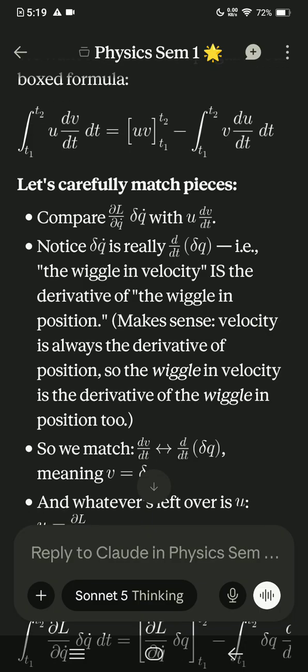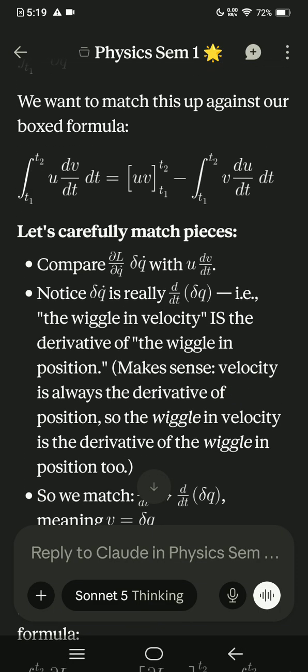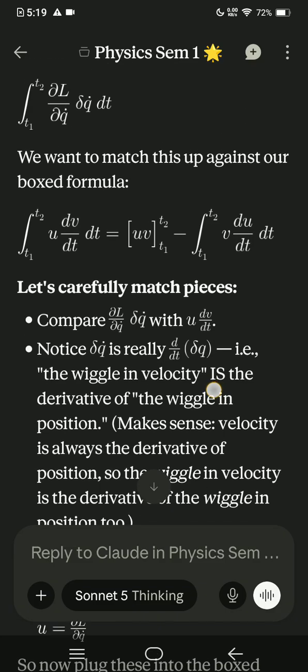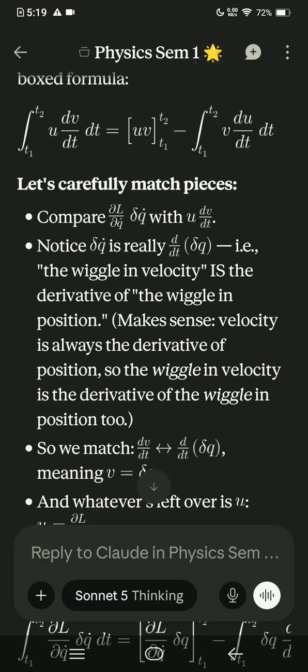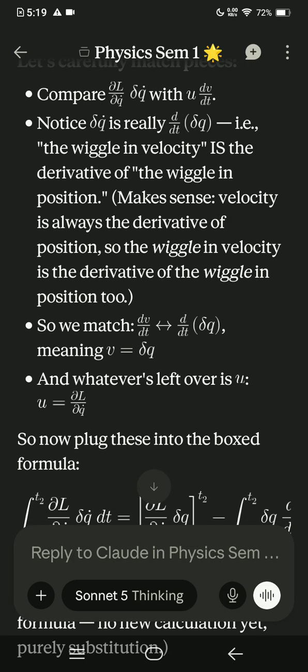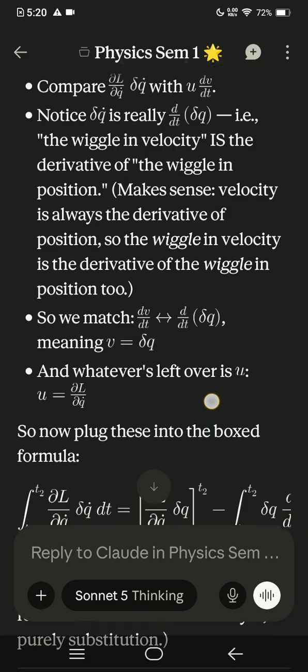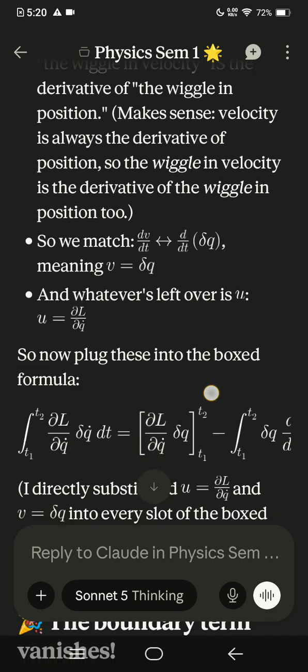Anyways, notice del q dot is really d by dt of del q, i.e. the wiggle in velocity is derivative of wiggle in position. Makes sense. Velocity is always the derivative of position, so the wiggle in velocity is the derivative of wiggle in position too. So we match. dv by dt is d del q by dt, meaning v equals del q, and whatever is left is u.